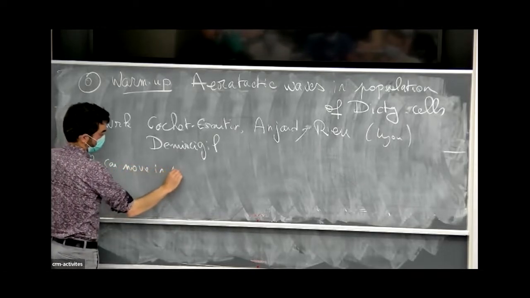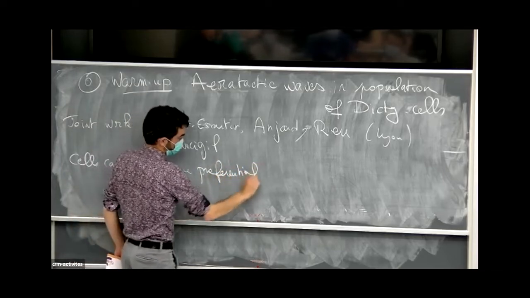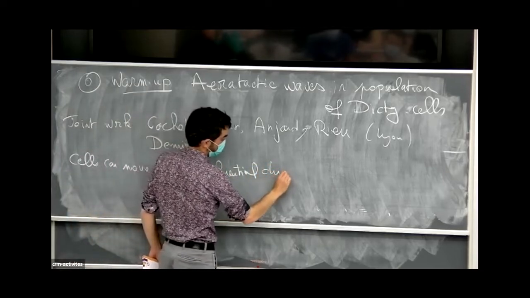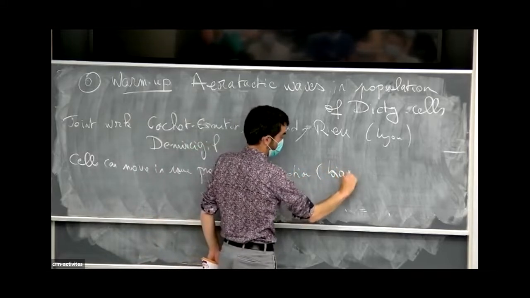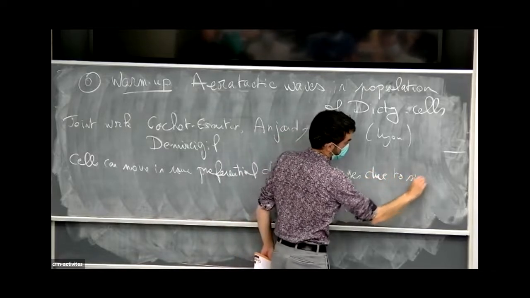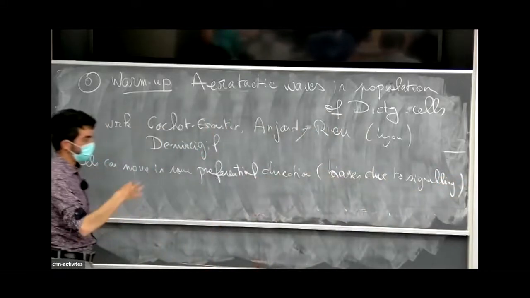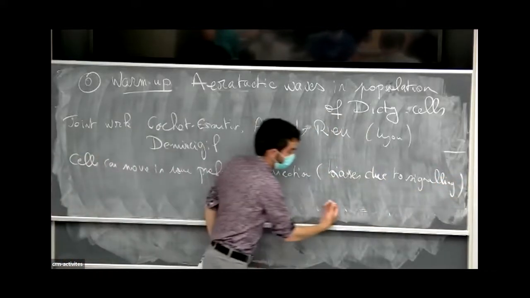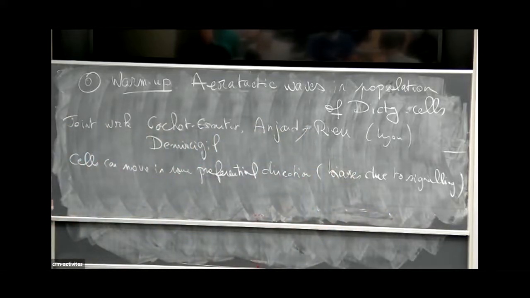The idea is that, as you know, cells can move in some preferential direction. There might be biases due to some signaling. They navigate in some heterogeneous environment with some signals. It's a very loose description of the environment. And this is named taxis. Taxis is motion directed by something.